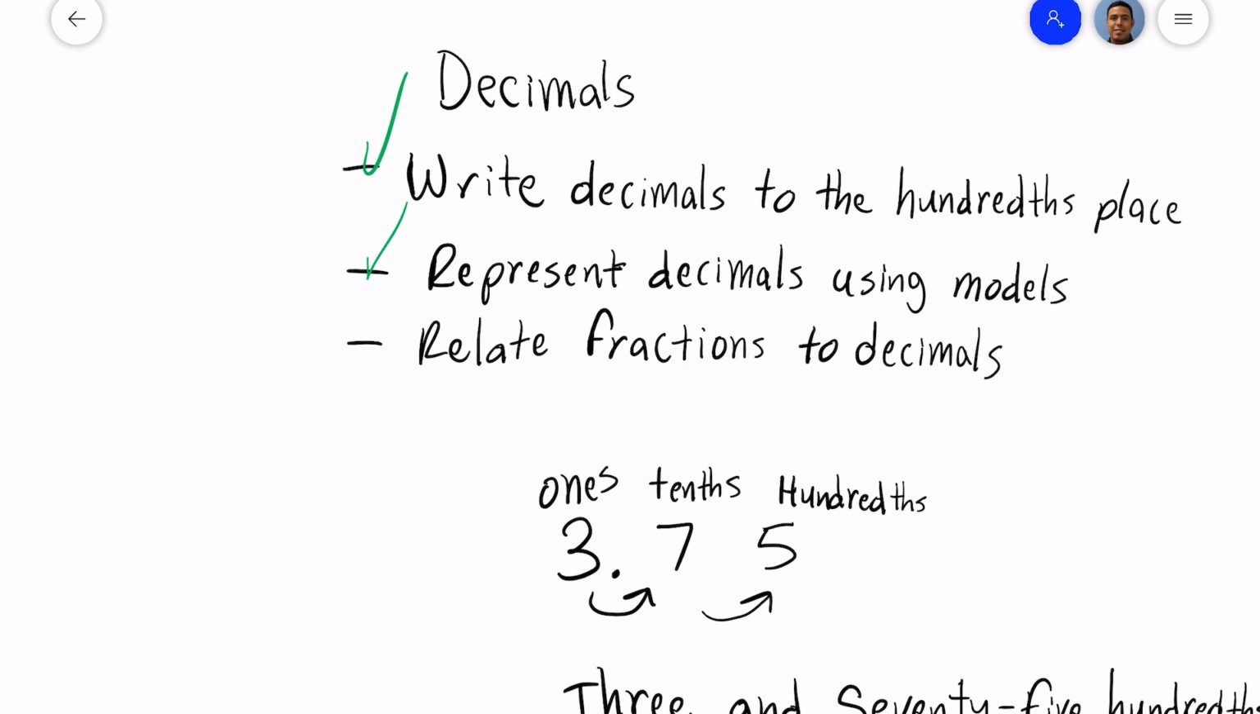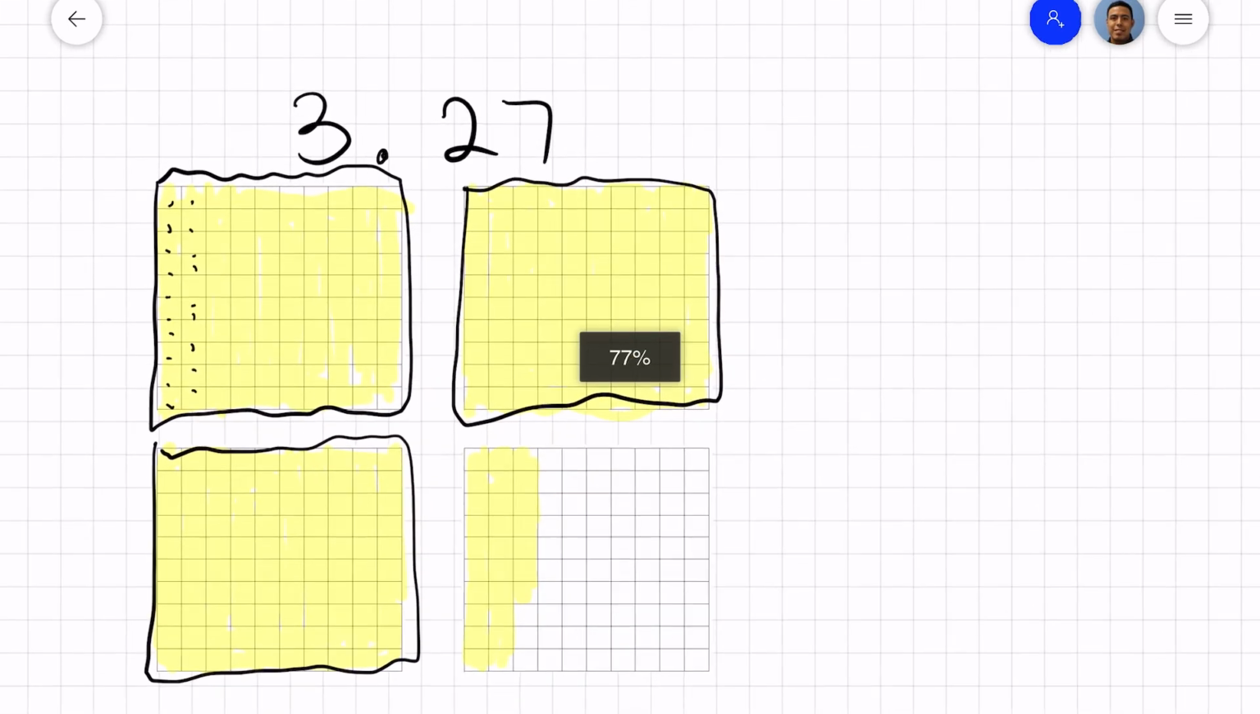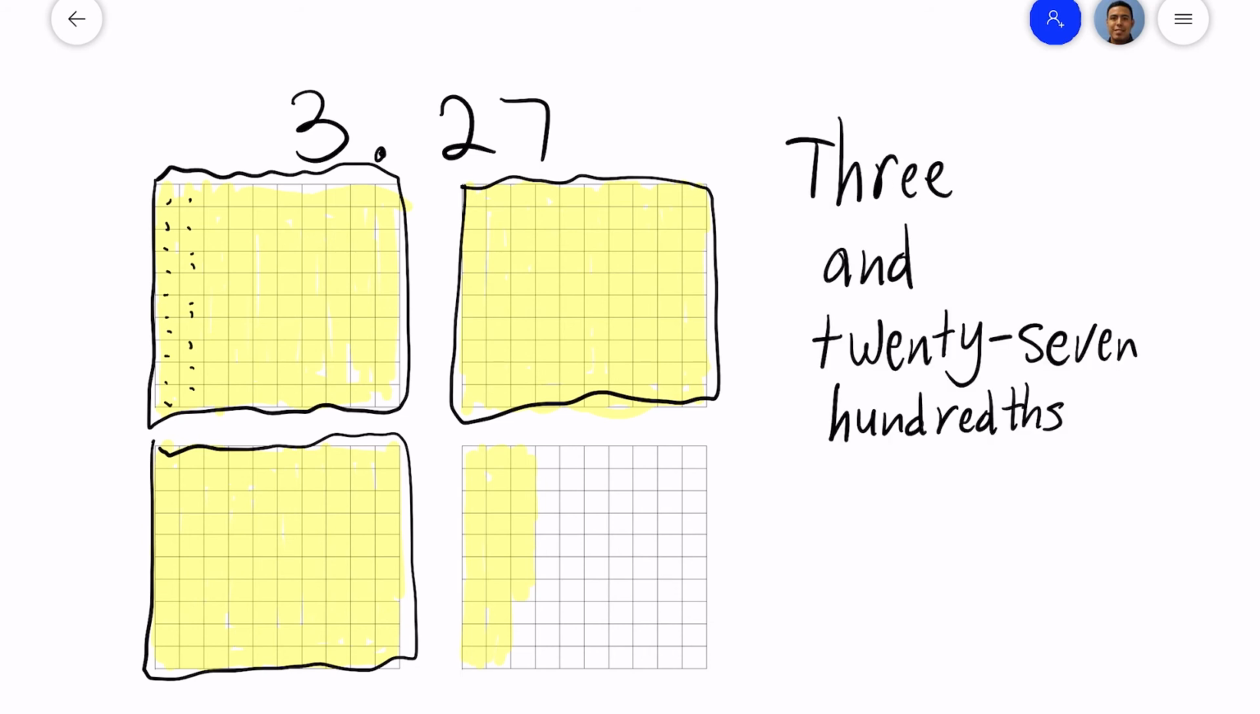Now we are going to relate fractions to decimals. So here I have this number. We can use the same number we did before, and this one was 3 and 27 hundredths. And remember it's hundredths because we have our 2 digits in the decimals. Every time we have the 2 digits, we call it hundredths.